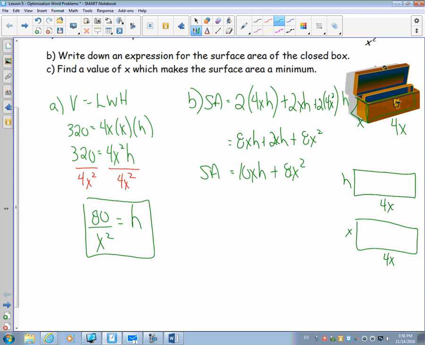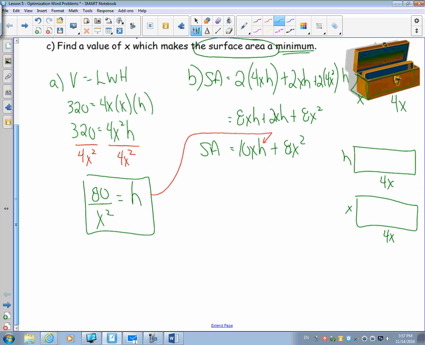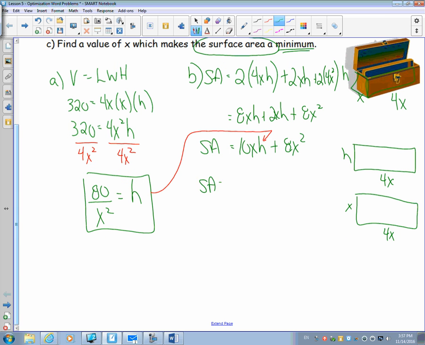Part C, I want to find the value of x which makes the surface area minimum. Now here's where we come across that calculus stuff. Minimize. Optimal value. Turning point. I want to minimize my surface area. So in other words, I want to take a derivative of my surface area and set it equal to 0. The only problem I see right now is I've got two variables. But the nice thing is I can take the h, which I solved for in part A, and replace it in part B. So we'll end up with surface area equals 10x times h, but we just said that h is 80 over x squared, plus 8x squared.